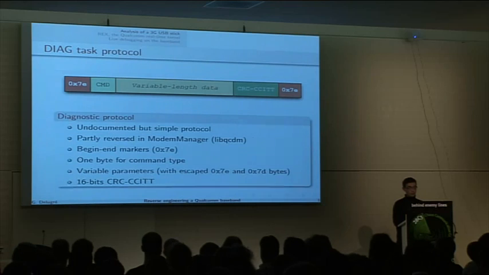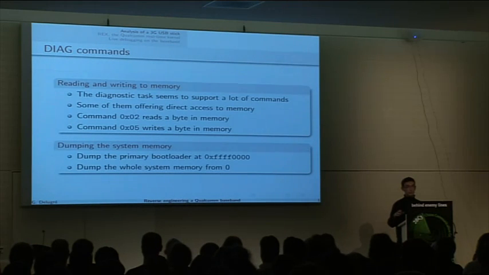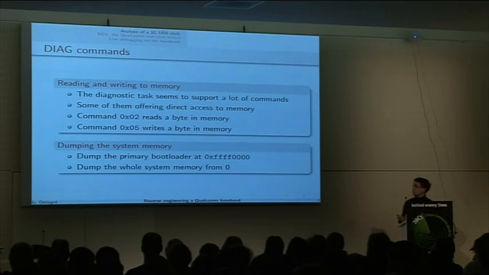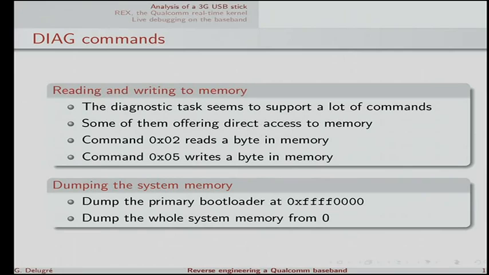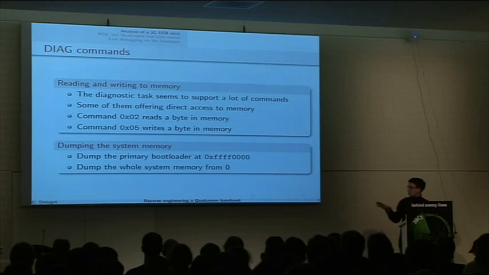There are a lot of commands in this diagnostic mode, and some of them offer direct access to the baseband memory. For example, command 2 reads a byte in memory, and command 5 writes a byte in memory, but there are hundreds of commands. So from this, it's directly possible to dump byte by byte the bootloader at 0xFFFF0000, which is the entry point in ARM. And you can also dump the whole system memory from zero because it's loaded in memory.